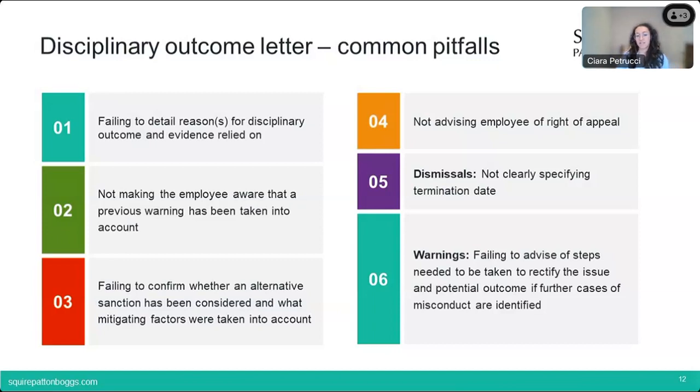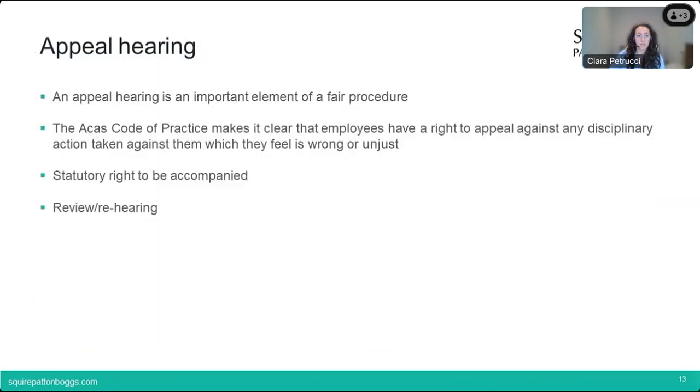And then 6 is failing. This is where it's not a dismissal, it's a warning. Failing to advise of the steps to rectify the issue. And the second part of this, the potential outcome if further cases of misconduct are identified. So I always think it's really important, even though you think the clue's in the name, final written warning, to say within that final written warning that if there is further misconduct within the period of the warning, then one potential outcome could be that the employee is dismissed.